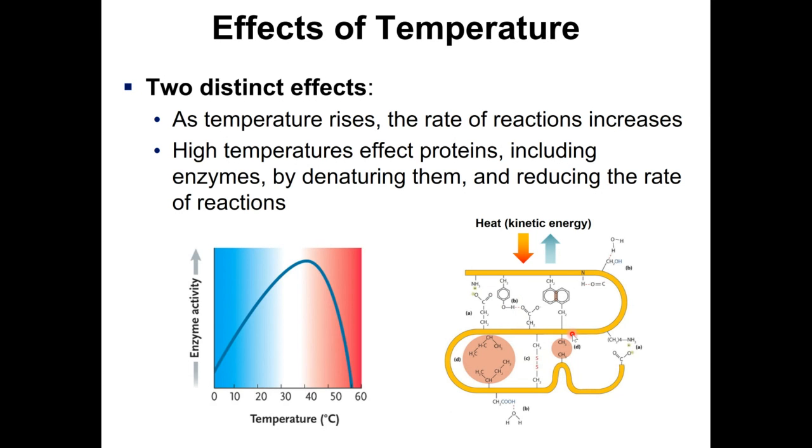Or if you cool it down, these bonds become too rigid, so the molecule can't even move around. The active site cannot do the induced fit anymore. Right? So you can see how temperature can ultimately affect the amount of kinetic energy in the enzyme, and therefore the secondary, tertiary, and quaternary structure of the enzyme.